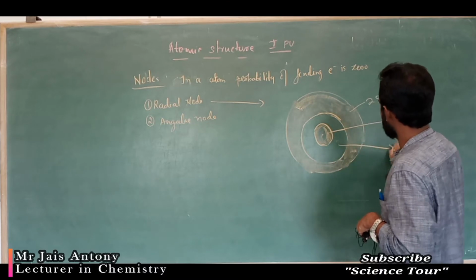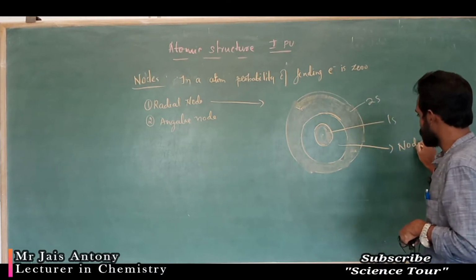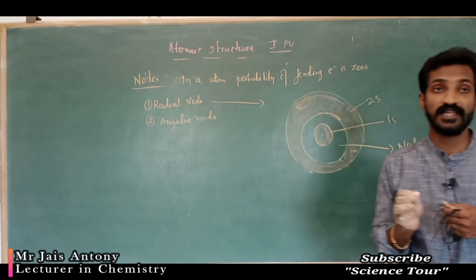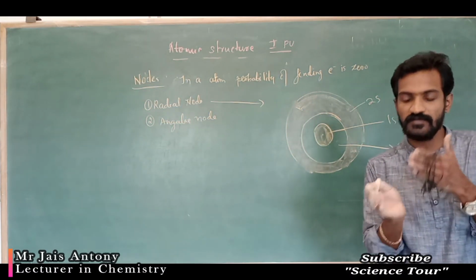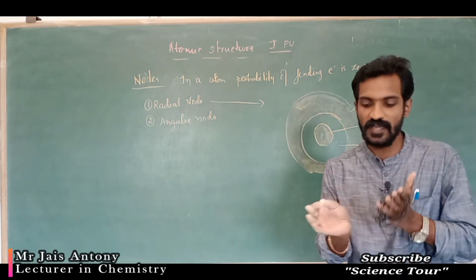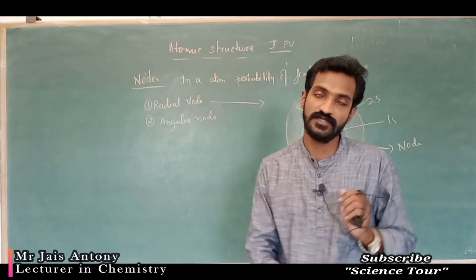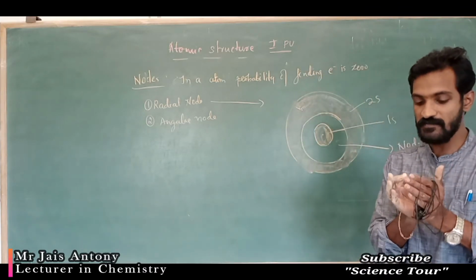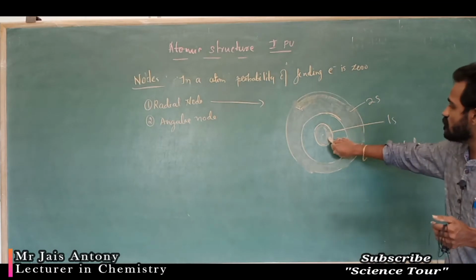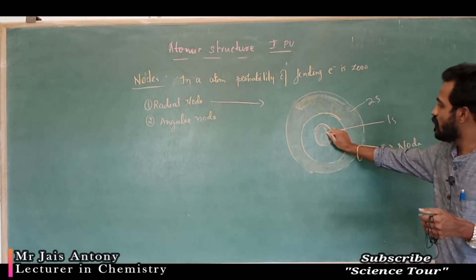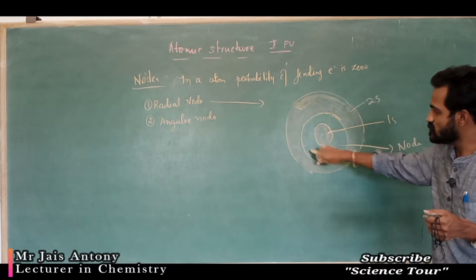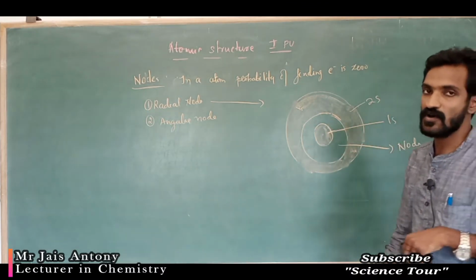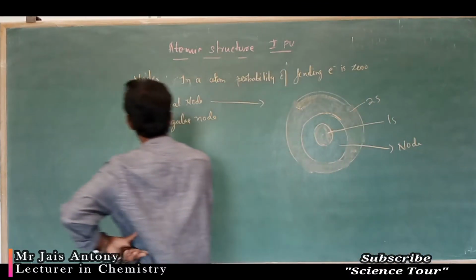Between these, one gap is there, this is called a node. That means a spherical region between two orbitals where the probability of finding an electron is 0. This is the 1s orbital and this is the 2s orbital. Between this 1s and 2s one spherical region is there, it is called a radial node.